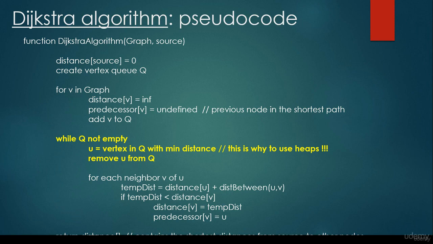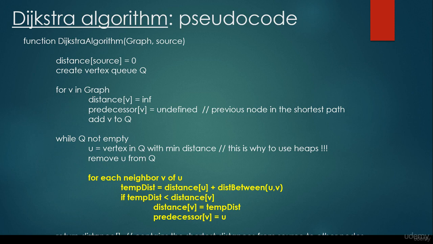If we wouldn't use an appropriate data structure, a heap for example, then the running time would be worse. Then it's very important that we remove this u vertex from the queue, so that's why we have to reconstruct the heap, and it takes logarithmic time complexity. Then, for each neighbor of u, the temporary distance is equal to the distance to u plus the distance between u and v. And if the temp distance is smaller than the distance v, then we reset the distance v to be equal to the temp distance, and the predecessor is updated.